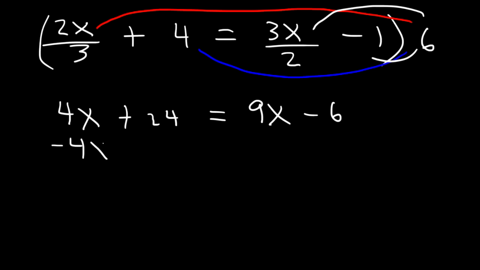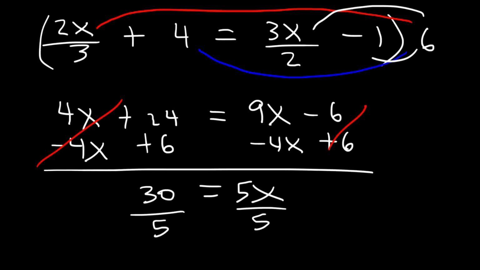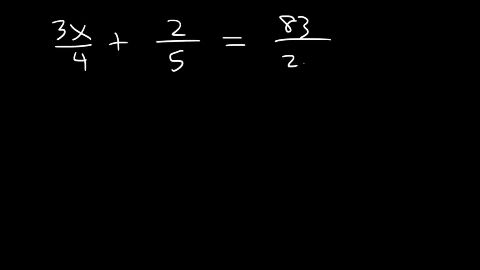So let's begin by subtracting both sides by 4x, and simultaneously let's add 6 to both sides. 24 plus 6 is 30. 9x minus 4x is 5x. Now all we need to do is divide both sides by 5. 30 divided by 5 is 6, so x is equal to 6, and that's the answer for that problem. Here's a similar problem, but this time it's going to be 3 fractions in the equation. So go ahead and try this problem.